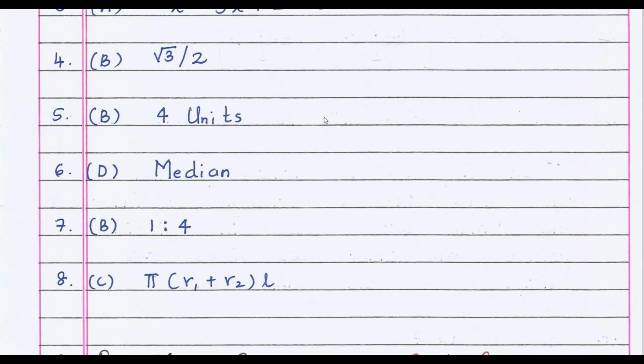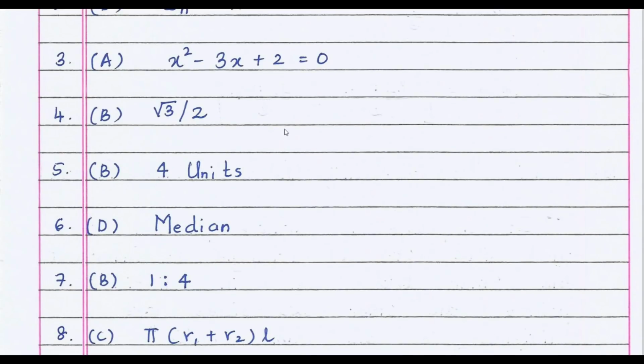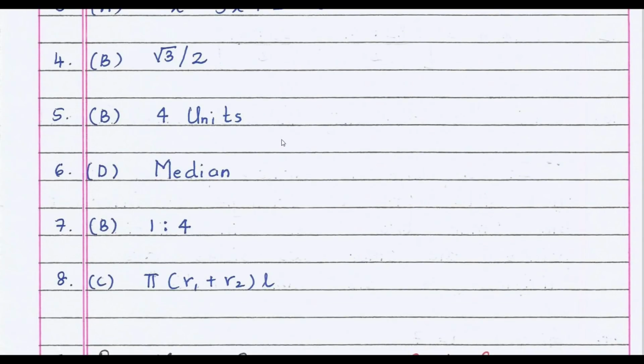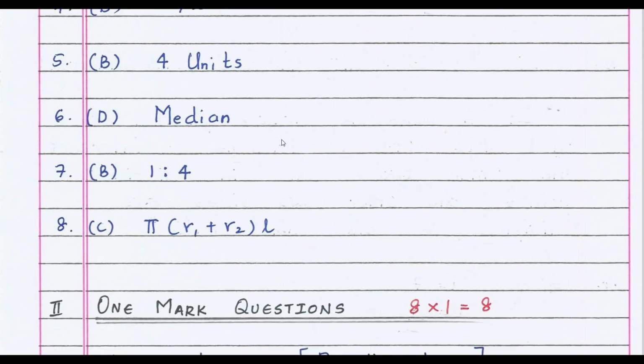Fifth question, the distance of the coordinates from the x-axis, we have to take the y coordinate, that is 4 units. The correct answer is option B, 4 units. For the sixth question, the intersection of less than and more than type ogive gives the median.